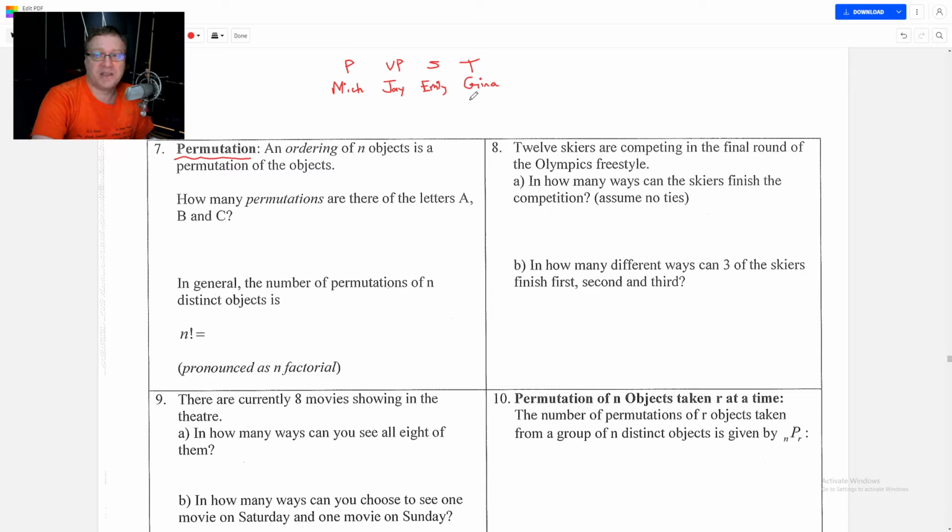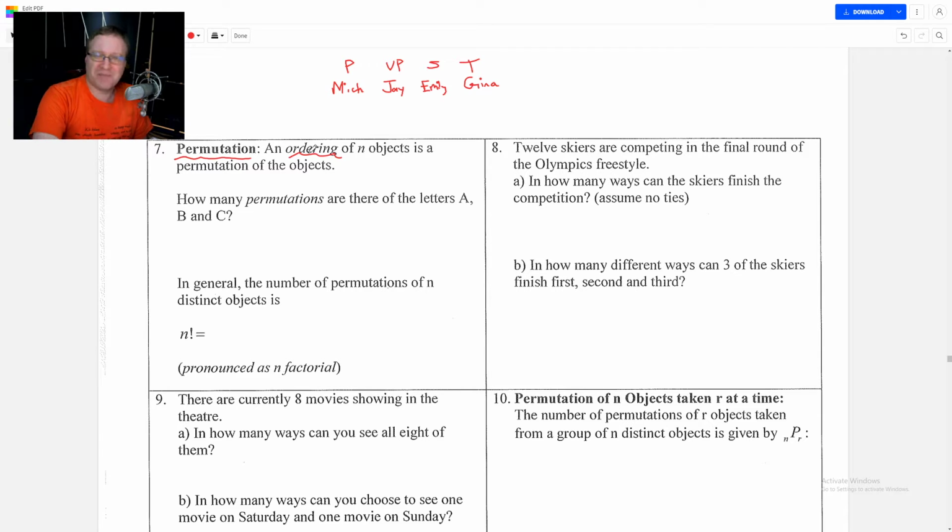Let's say that that's one way that we could do this. Now, this is an order. It is an order, even though there's not a first, second, third. But we can say president is first, vice president is second, secretary is third, treasurer is fourth. It's an order of objects. In this case, the objects are people. Because each of them, Michael, Jay, Emily, Gina, is different than Gina, Jay, Michael, Emily. That's different, because that would make Gina the president, and then we would switch the roles around.